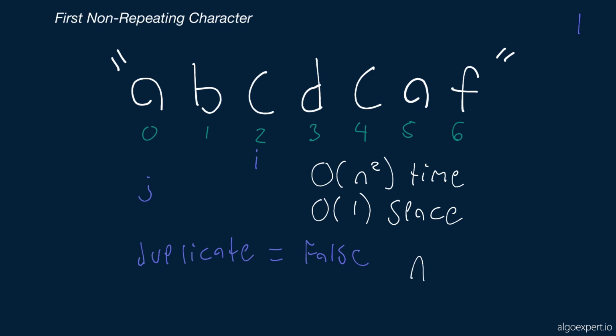Then we get big O of 1 space or constant space. The reason we get constant space is there is no extra space we need to use for this algorithm. We just need to eventually return whatever the index of the first non-repeating character is.